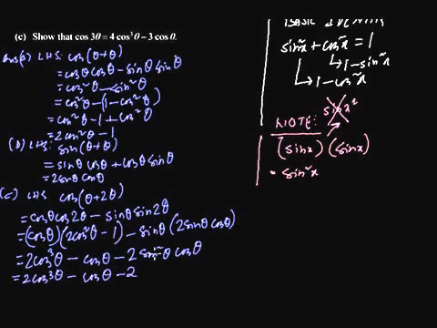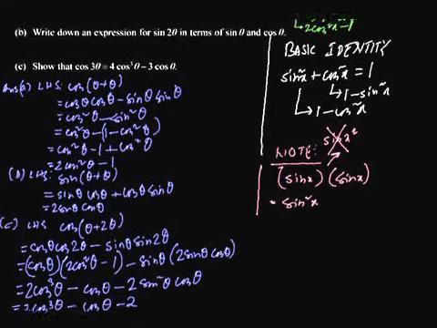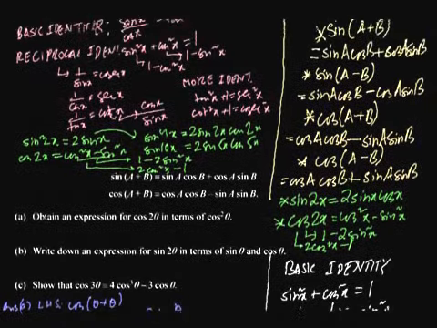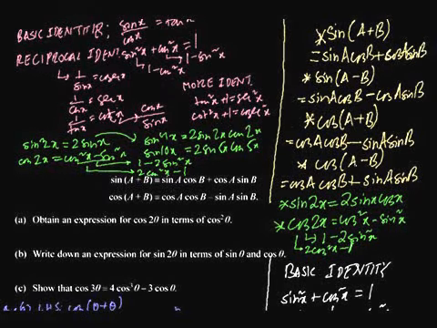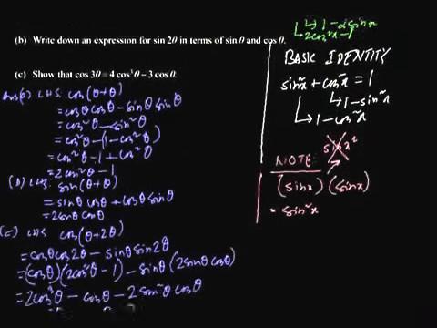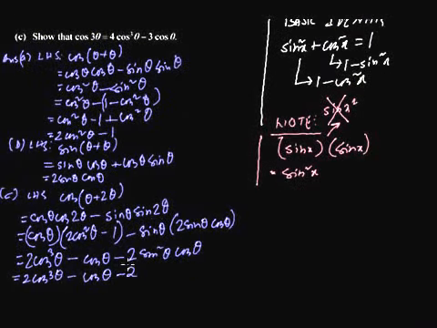Now we have sine square here, but we need only cos here, so we have to change the identity of sine square. So what can we do? How can we change sine square into cos square? We need to look for an identity, and we have the basic identity here. The basic identity that we see here is that sine square can be written as 1 minus cos square. Let me write the cos theta first, it will be more convenient. So sine square theta can be written as 1 minus cos square theta.